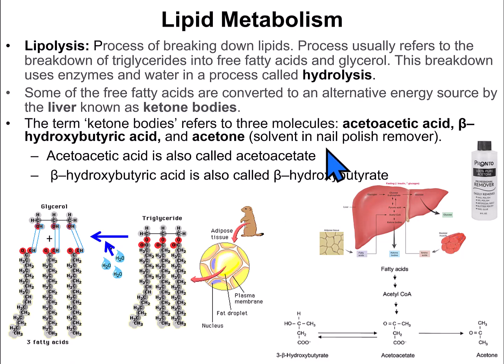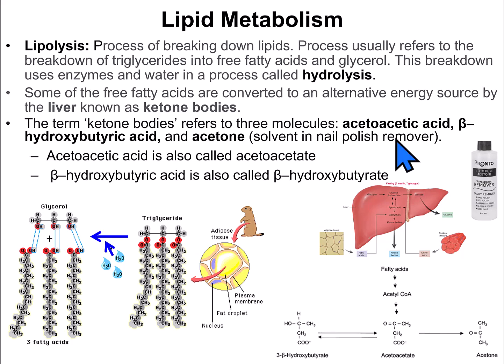Acetoacetic acid is also called acetoacetate, and beta-hydroxybutyric acid is also called beta-hydroxybutyrate. So you want to be aware of this in case you see these in other sources. If you give the names of these and you use acetoacetate or beta-hydroxybutyrate, those are fine to use instead of acetoacetic acid and beta-hydroxybutyric acid. It's kind of good to use acid because ketone bodies, we're going to see, are going to lower the pH. And so knowing that it's an acid can help you to understand how it lowers the pH.